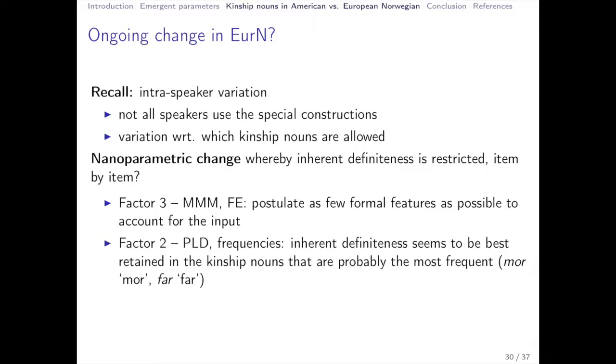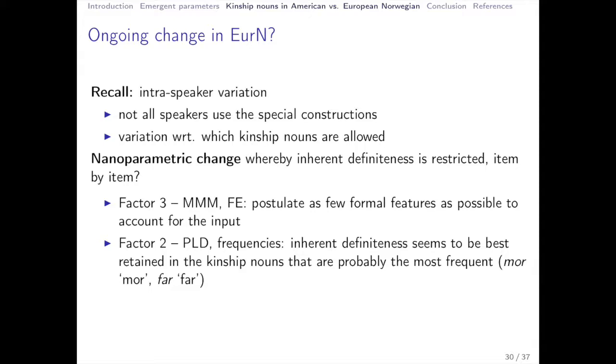Okay. What about European Norwegian? If there's time, I would like to just give two brief remarks on that. As you remember, there's some inter-speaker variation here. Not all speakers use the special constructions, and there's variation with respect to which nouns they use. Some speakers only use it with mother and father. I think it's possible that we have a nano-parametric change going on here, whereby inherent definiteness is restricted item by item. This would be motivated by, again, maximize minimal means, but this time feature economy.